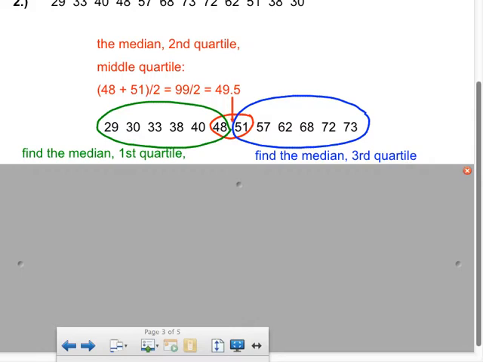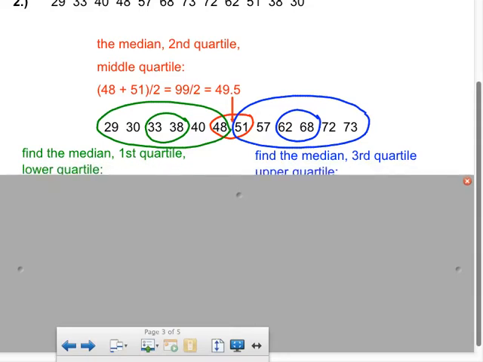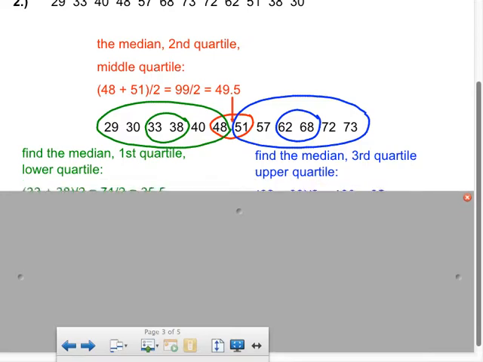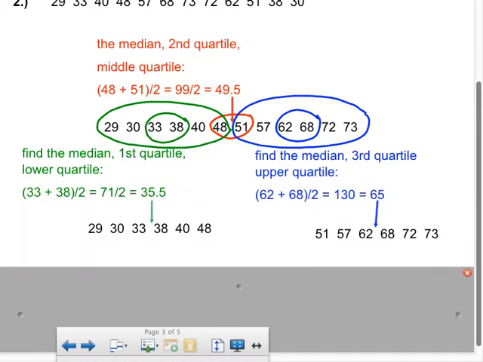So for the first half of the set, there's no middle number, so we have to make a middle number from these two numbers. For the second half of the set, there is no middle number, so we have to make it from these two numbers, just like we did the median. Okay? Remember, median is also the second quartile or middle quartile. The median of the first half of the set is called the first quartile or lower quartile. And the median of the second half of the set is called the third quartile or upper quartile. If you guys took those medians and calculated them, here's what you get.